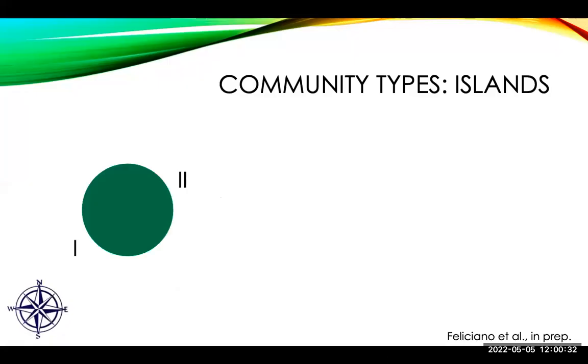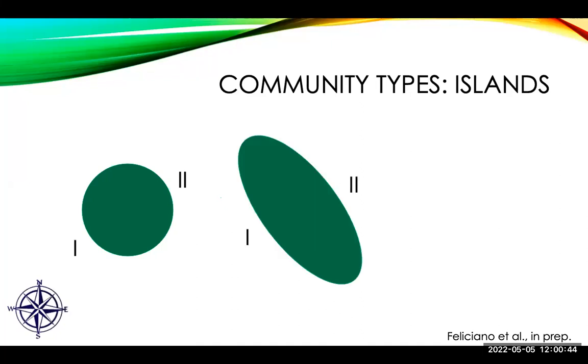Okay. So if you have a circular island, type 1 faces the Habagat, the north, southwest. Type 2 faces the northeast. If your island is shaped this way, same thing. Type 1 faces the southwest, type 2 faces the northeast. If you're going to survey these reefs, you will find higher coral cover in type 1.